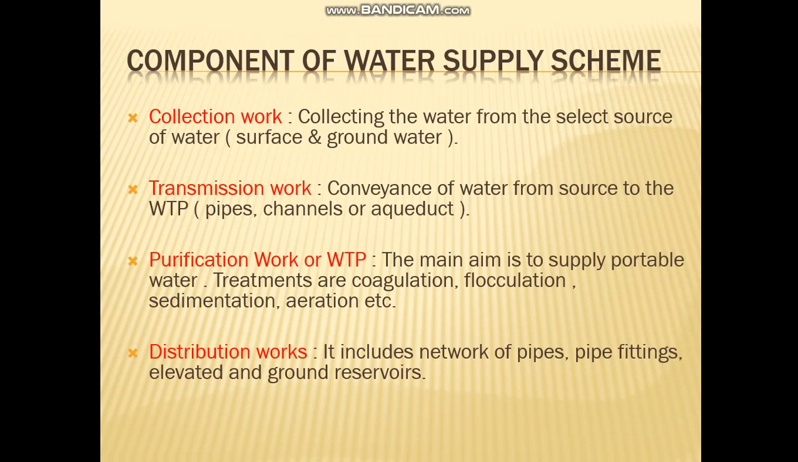and after the treating of water, last one is distribution work. So it includes the network of pipes, pipe fittings, elevated and ground reservoirs. Reservoirs means your water tanks, which are underground and which are elevated. So these are the different components of the water supply schemes.